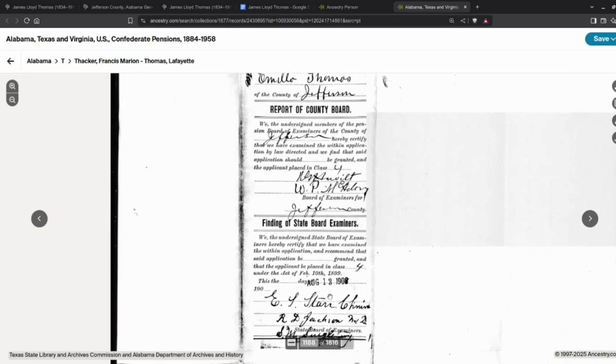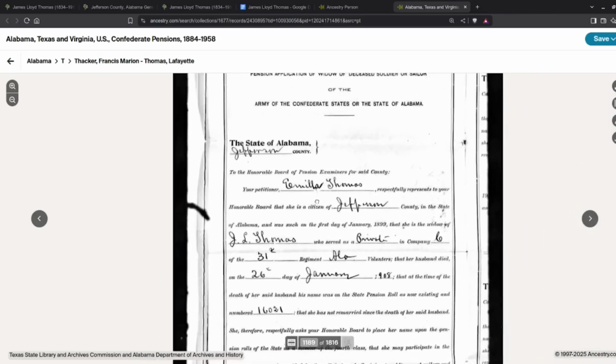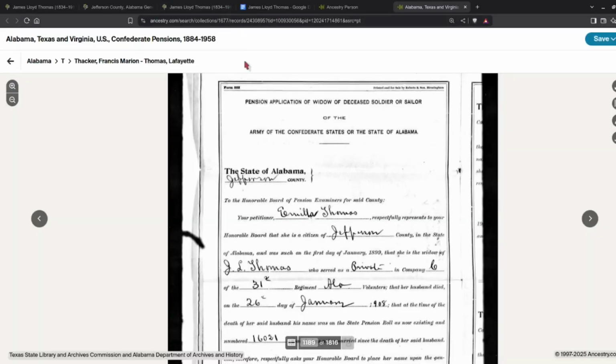And if Emila was applying for herself, that means she is a widow as of the date of this application. So August 13th, 1908. So she is a widow by 1908. So we could go and update J.L. Thomas's profile on FamilySearch and say that his death was before 1908, probably. But let's keep looking and see if we can find an actual death date, because she would have had to report a death date. All right, so here we go. A pension application of a widow of a deceased soldier.